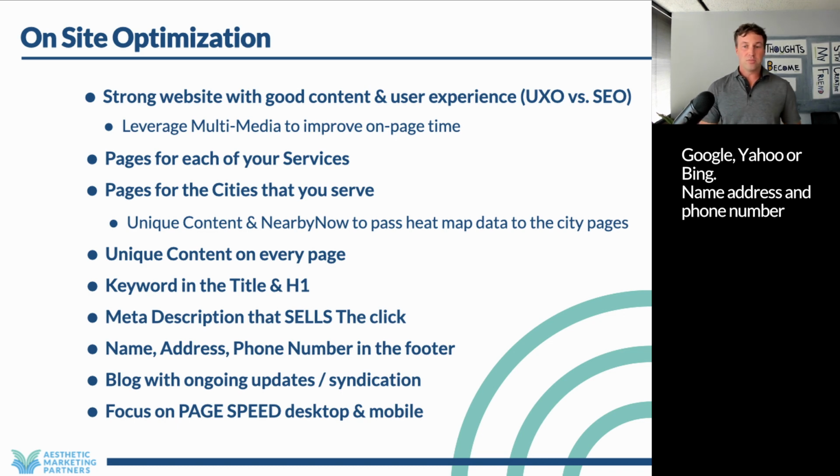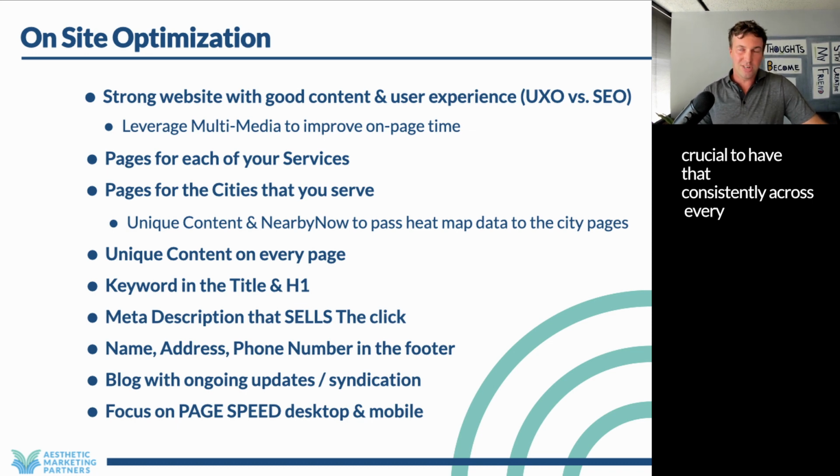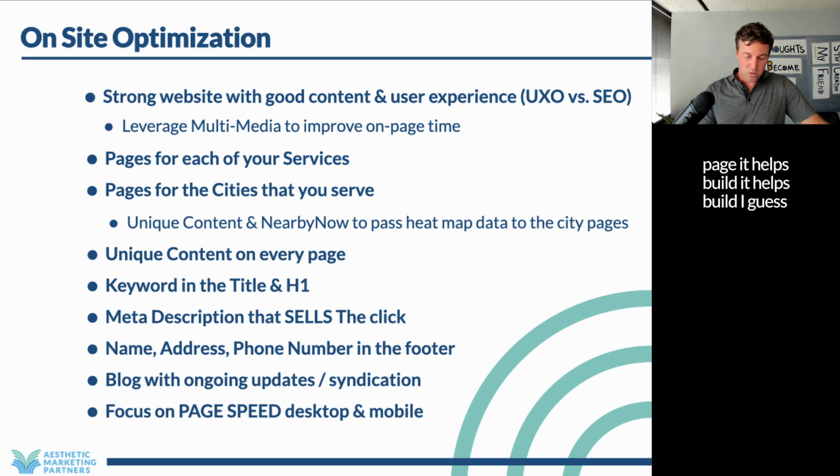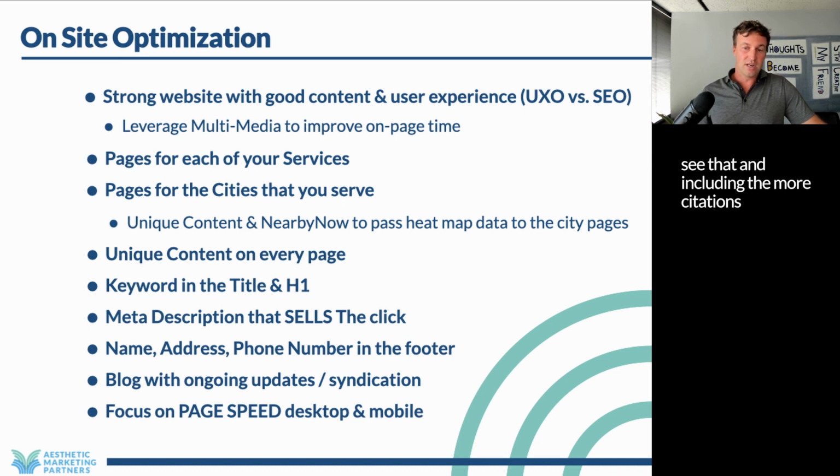Name, address, and phone number, you'll see it shortened to NAP, N-A-P. That is very crucial to have consistently across every page. It helps satisfy the algorithm for Google. The more pages they can see that, and including the more citations, which we'll get into on the next page, the more it strengthens your location and helps you return higher in organic search results for Google in the map location and also the top organic location.